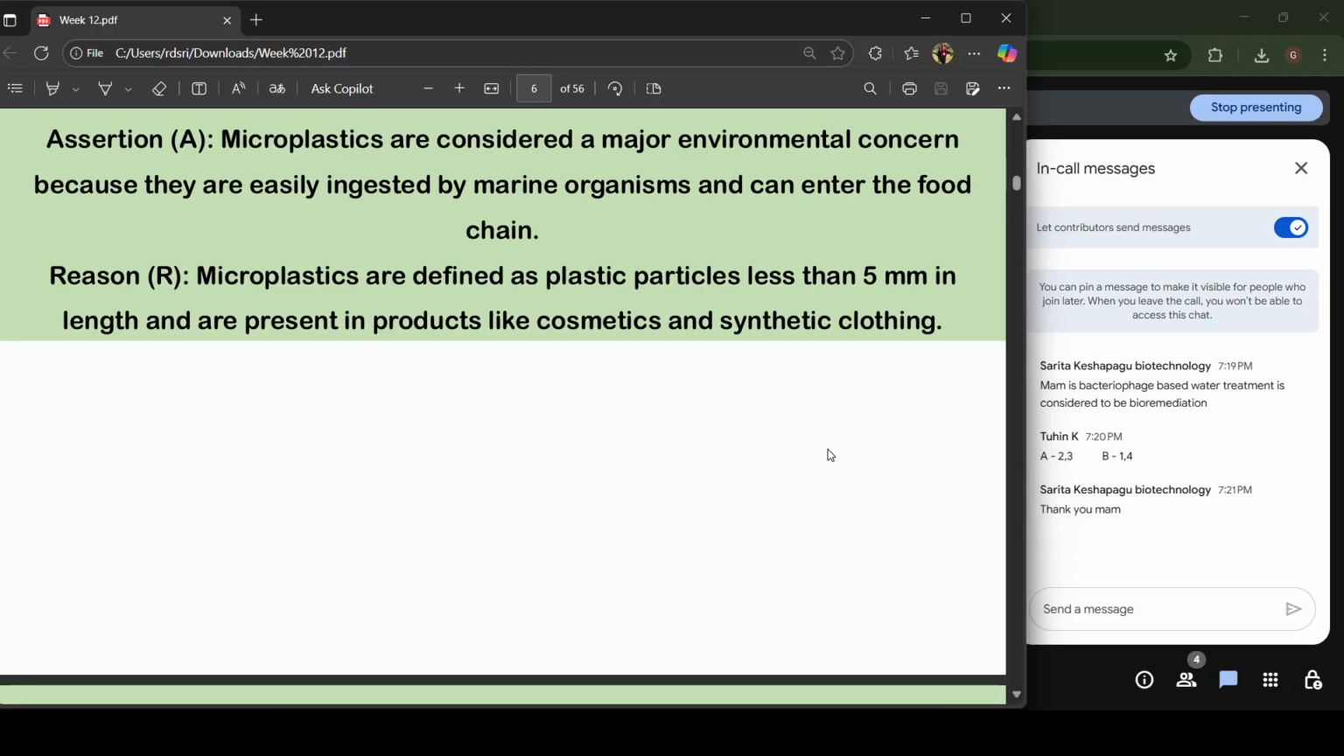Okay. Next, we have an assertion and reason question, again based on microplastics only. Read this and give your answers. Tell if both are true, or either of them is false, or both are false, and whether the reason is rightly explaining the assertion. So take a look at the assertion and reason, think, and then answer.